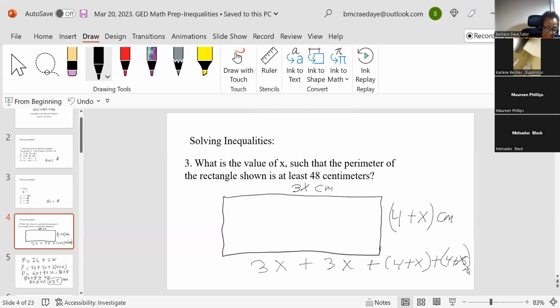That's 3, 6, 7, 8x. It is 8x plus 8, since 4 plus 4 is 8. And that's greater than or equal to 48. At least is greater than or equal. What would be your answer, Maureen? Greater than or equal. What is the value of x?